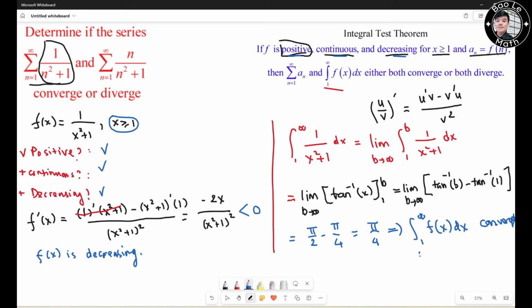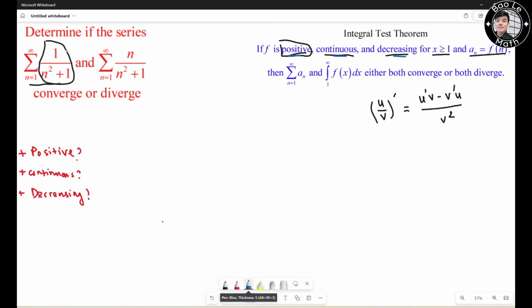If this one converges, then the series of 1 over n squared plus 1, when n goes from 1 to infinity, converges. Alright, let's move on to the second one. Now, the first one right here converges.